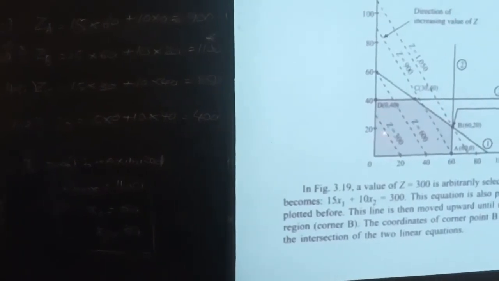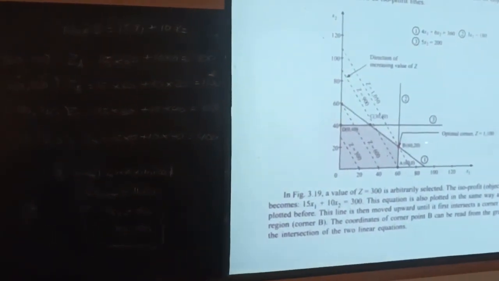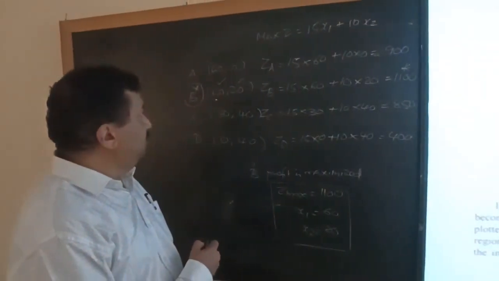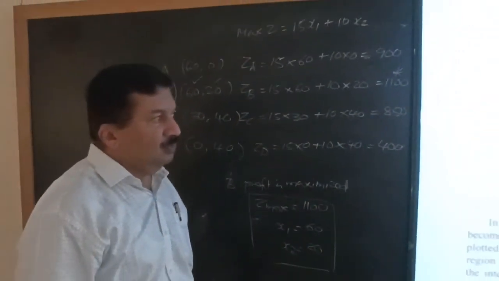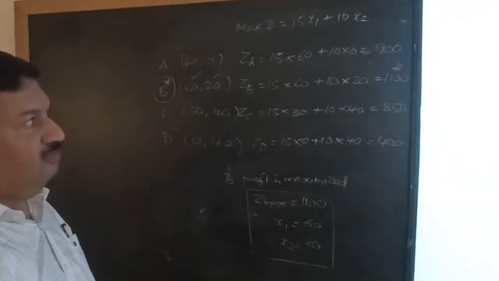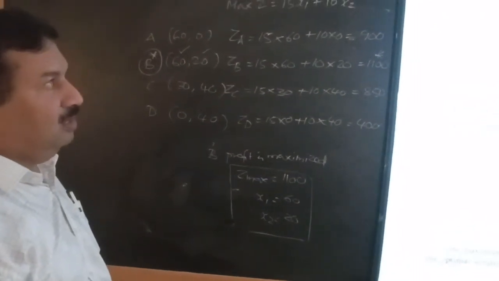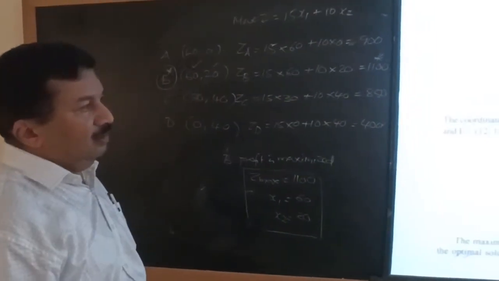When we have drawn the isoprofit line and go on drawing parallel lines, we identify the extreme point at which it touches the feasible space, which is B, and therefore B is where the profit is maximized. Look at the coordinates of that and substitute here. B is 60, 20 and profit is 1100. The primary reason for doing this particular problem was to show you how, in this feasible solution, we can identify the maximizing point.